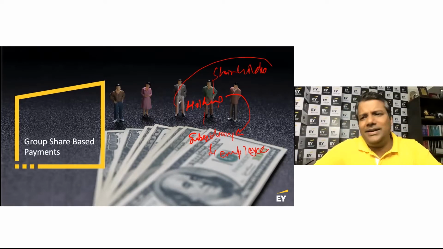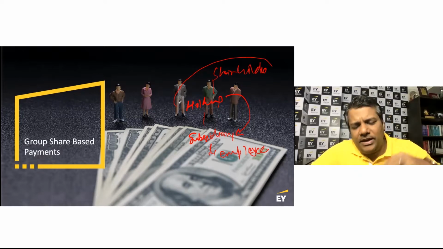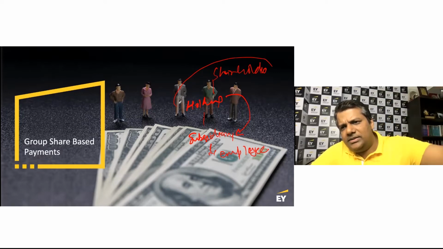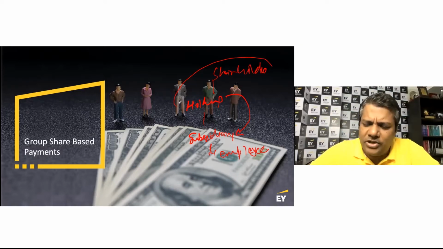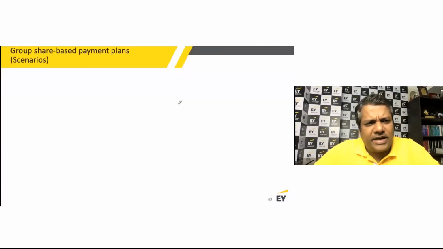We see this in a lot of multinational companies in India. Let's say there's a subsidiary company in India, the parent is in the US, and they give their stock options to the employees in India. All kinds of arrangements are what we see. So we will try to understand this with some scenarios.